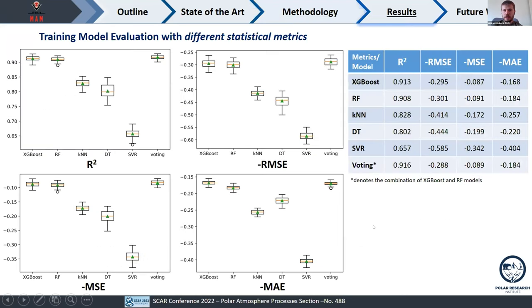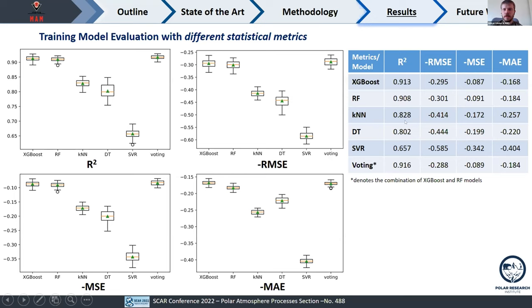For the preliminary results, this is the evaluation of our training model. We use different statistical metrics, from R squared to the negative mean absolute error, for instance. XGBoost, the extreme gradient boosting algorithm, and random forest give the best results, or in other words, maybe the more accurate ones in terms of the statistics. We also did some voting, which is an ensemble model, a combination of XGBoost and random forest. This also comparably enhanced our training models.